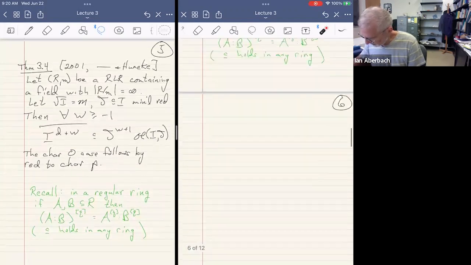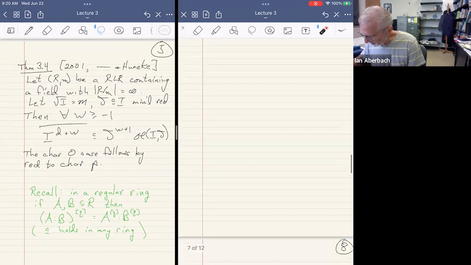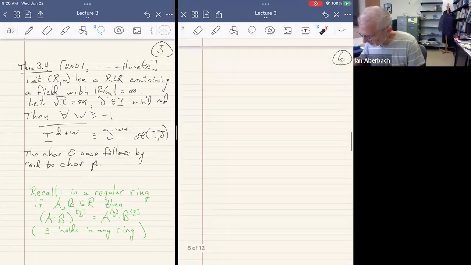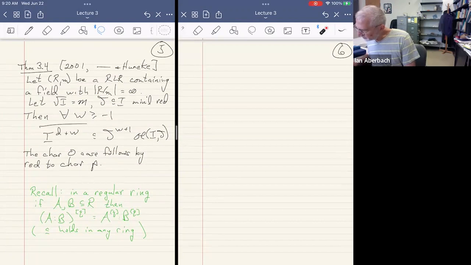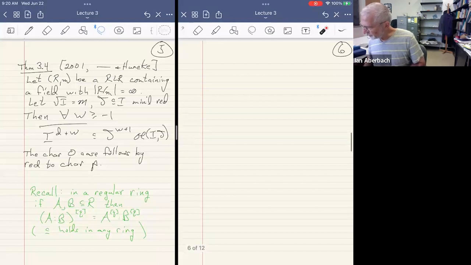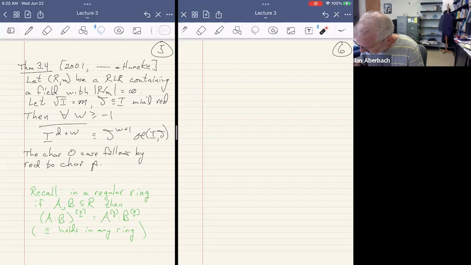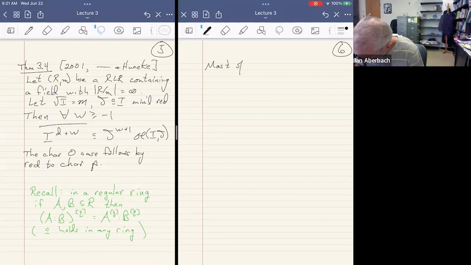Okay. So, yeah, I think the rest of my notes are just to do the proof, and then talk about a few other things. So most of the work is the W equals minus one case, which we will do.